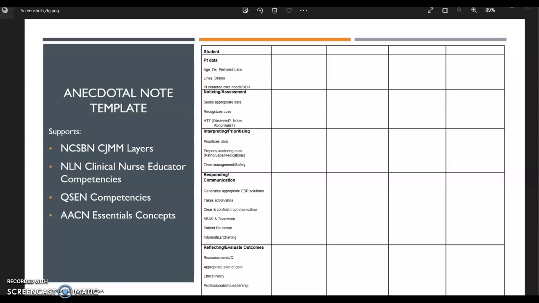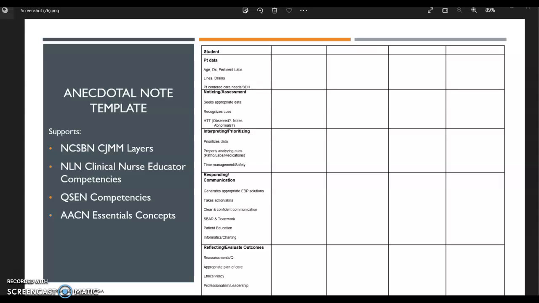Just as a nurse may use a nurse brain sheet in order to keep track of key labs and vitals and assessments of their patients, an anecdotal note template could be a ready reference to ensure clinical instructors are noting key behaviors and critical thinking from their students. You may consider an anecdotal note template with your school's specific course objectives for your clinical courses.